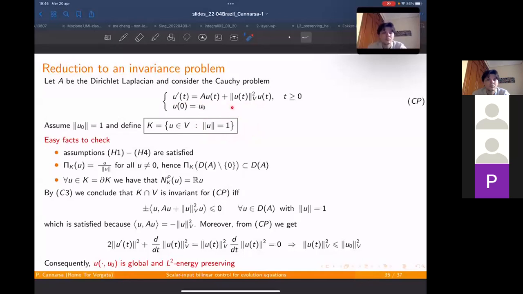And using the invariance of the unit sphere of L2, we can also prove that this kind of equation has a global solution. For that, you need a boundedness result in the norm of H1, in the norm of U. The fact that U has a bounded L2 norm will not be enough, but this boundedness of the stronger norm is easily deduced by a sort of multiplier energy method. You multiply your equation by U prime and you deduce that the norm in V is decreasing and therefore it has a global solution.